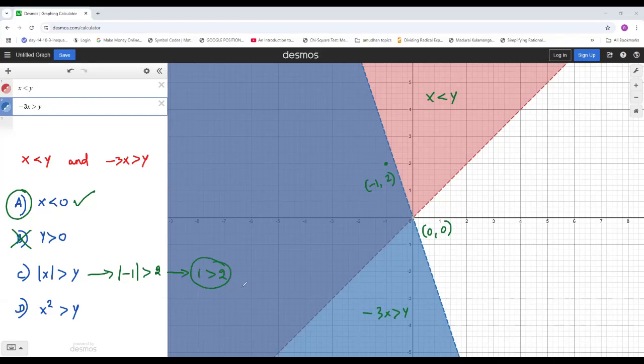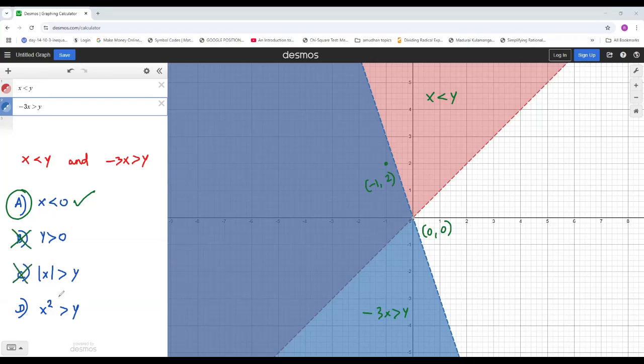Clearly, this is false. We know very well 1 is less than 2, but here we are getting the result 1 is greater than 2 when I plug the point negative 1, 2 into this inequality. If the inequality is to be true, it has to be satisfied by all the points in the common region in the graph. Even if one particular point does not satisfy the inequality, we have to say it is false. So the inequality in answer choice C is false, and we can reject this one.